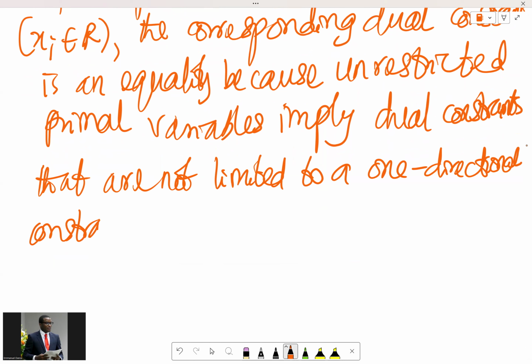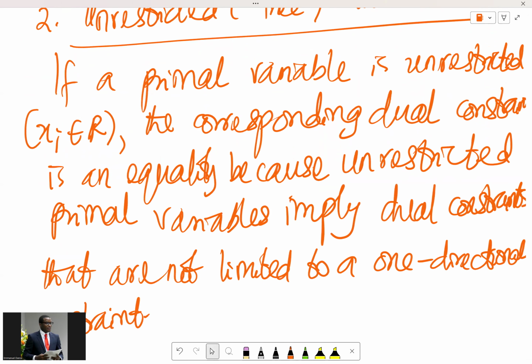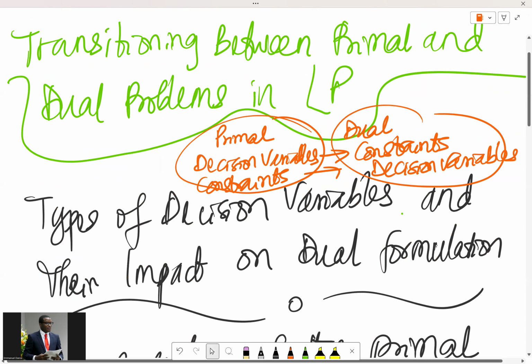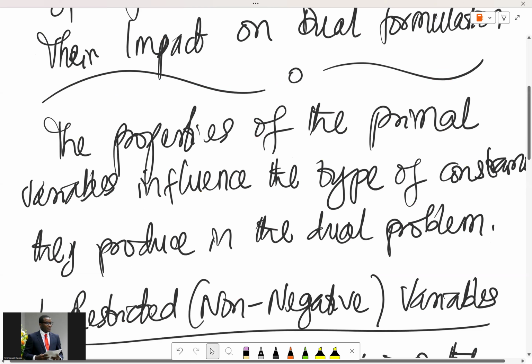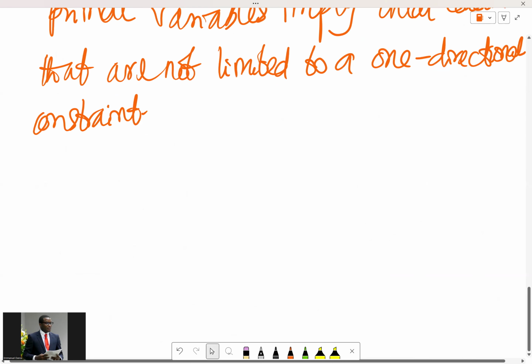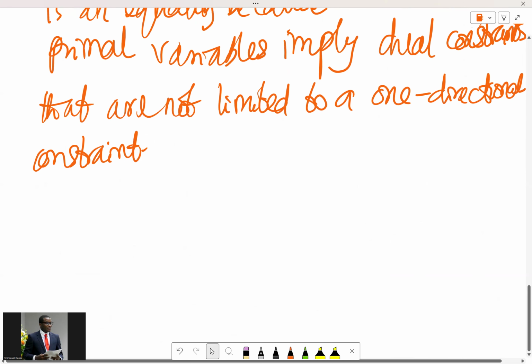Okay. So that's variable leading to constraint now. That's what we have considered so far: types of decision variables and their impact on dual formation. So we know that decision variables lead to constraints. Now let's see how constraints lead to decision variables.